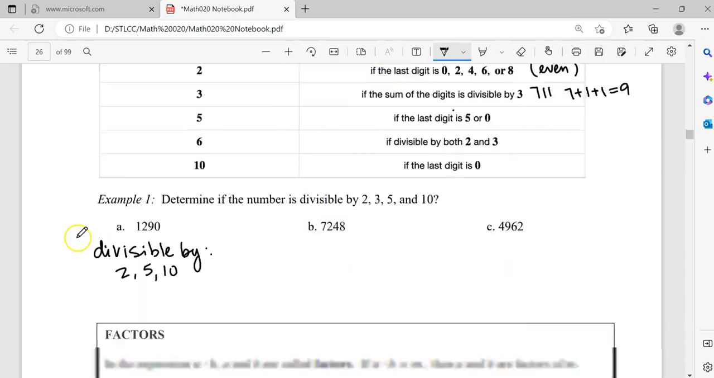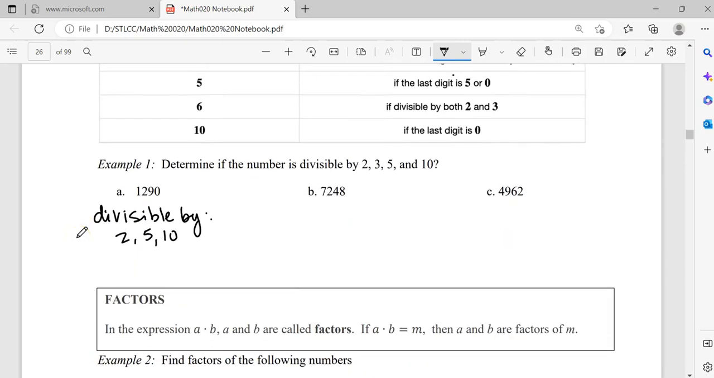But in order for me to figure out divisibility by 3, let's go ahead and double check that. 1 plus 2 plus 9 plus 0. So that would be 12. And it is divisible by 3 because 12 is divisible by 3. So 1,290 is divisible by 2, 3, 5, and 10, by all 4.